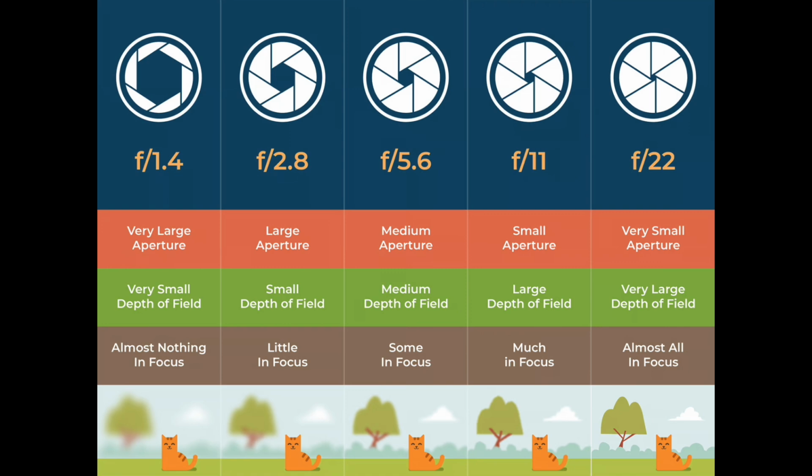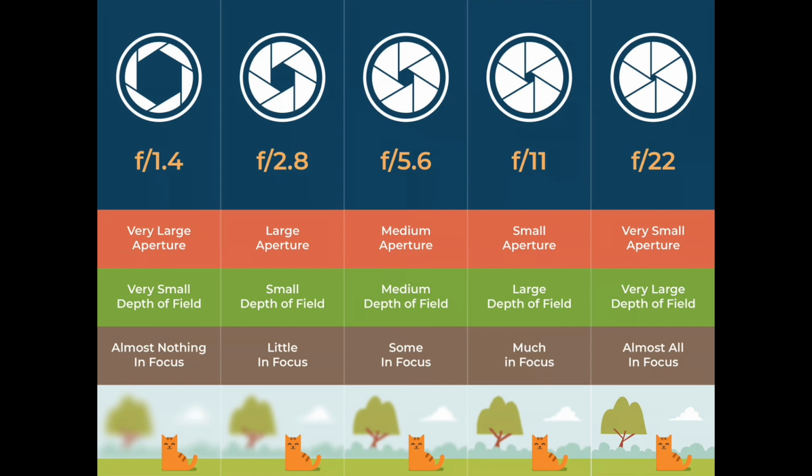So to sum it up, the aperture not only reduces and increases the amount of light that is coming through your lens into your camera, it also has an influence on the depth of field, the area that is sharp in your picture. As you see here, an aperture of 1.4 is a very large aperture, very small depth of field, and almost nothing is in focus.